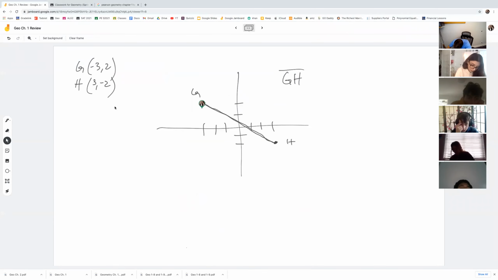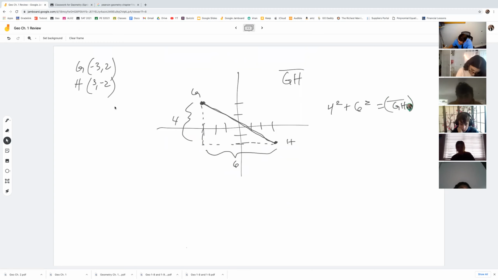Now, if you were to create a little right triangle here, this is how we get the Pythagorean theorem, right? You have a length of 6 here, and you have a length of 2 plus 2, a length of 4 here. Okay, so you could do 4 squared plus 6 squared equals GH squared. In order to find GH, you square root both sides, and you can say GH is the square root of 4 squared plus 6 squared.